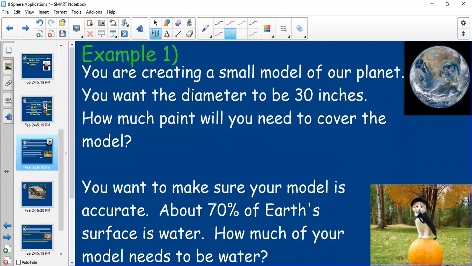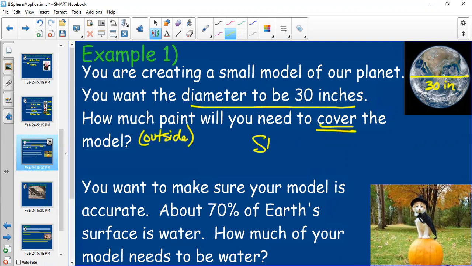It says you're creating a small model of our planet. You want the diameter to be 30 inches. So I'm going to go ahead and mark that on our Earth up here, so 30 inches. How much paint will you need to cover the model? So cover, paint, we are talking about the outside. Outside means surface area.